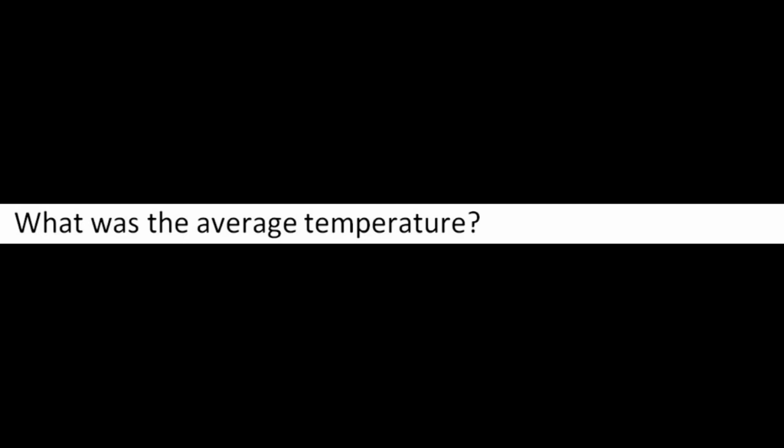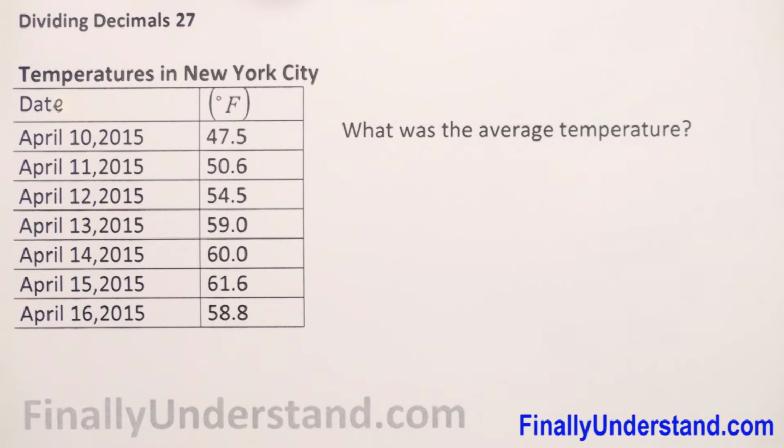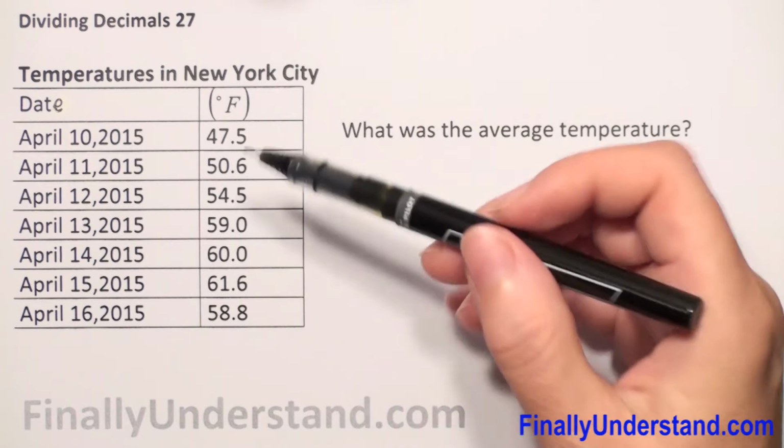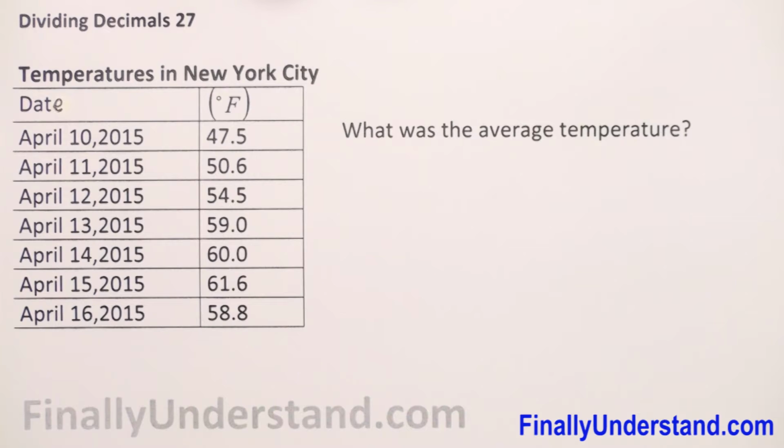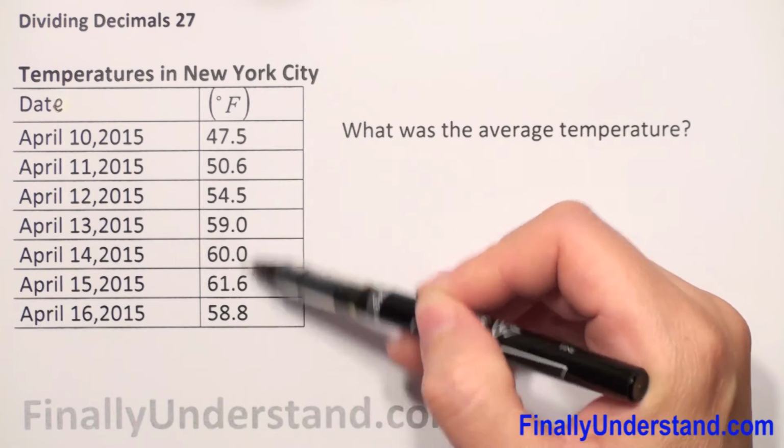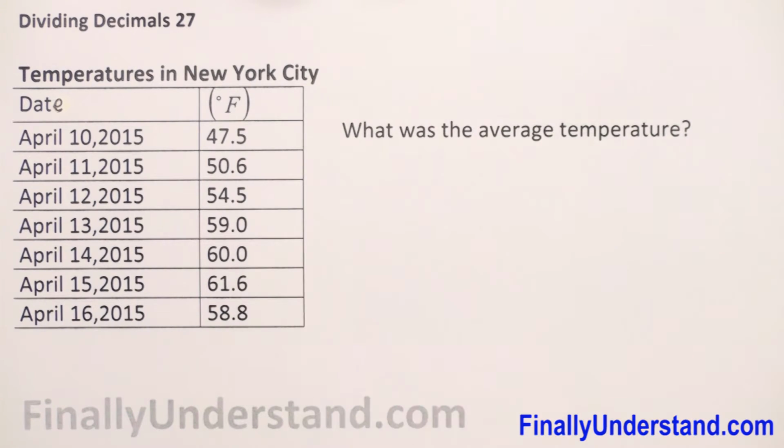We have a given table with temperatures in New York City, and we have to find the average temperature. How do we do this? To find the average, we have to first find the sum of these 1, 2, 3, 4, 5, 6, 7 results, and next the sum we need to divide by 7 because we have 7 numbers in the set. So let's do this.